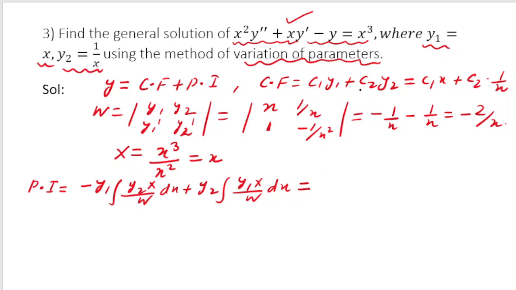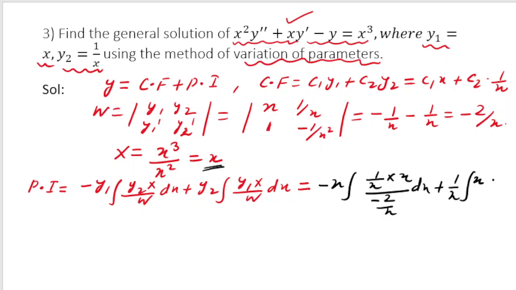So y1 we have got is x, y1 is x, okay. So minus x, what is y2? y2 is 1 by x, and what is capital X? That is a small x, so I have got x here. And what is W? So W I have got minus 2 by x dx, and plus, what is y2? So y2 is 1 by x. What is y1? So y1 is x. What is capital X? So that is also x by minus 2 by x dx.